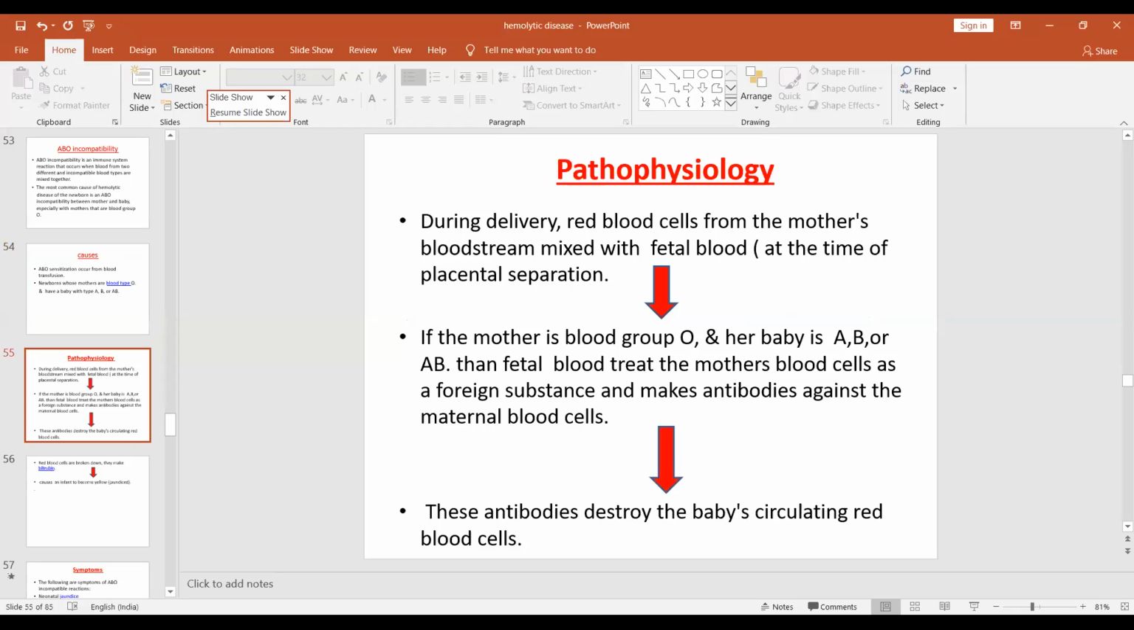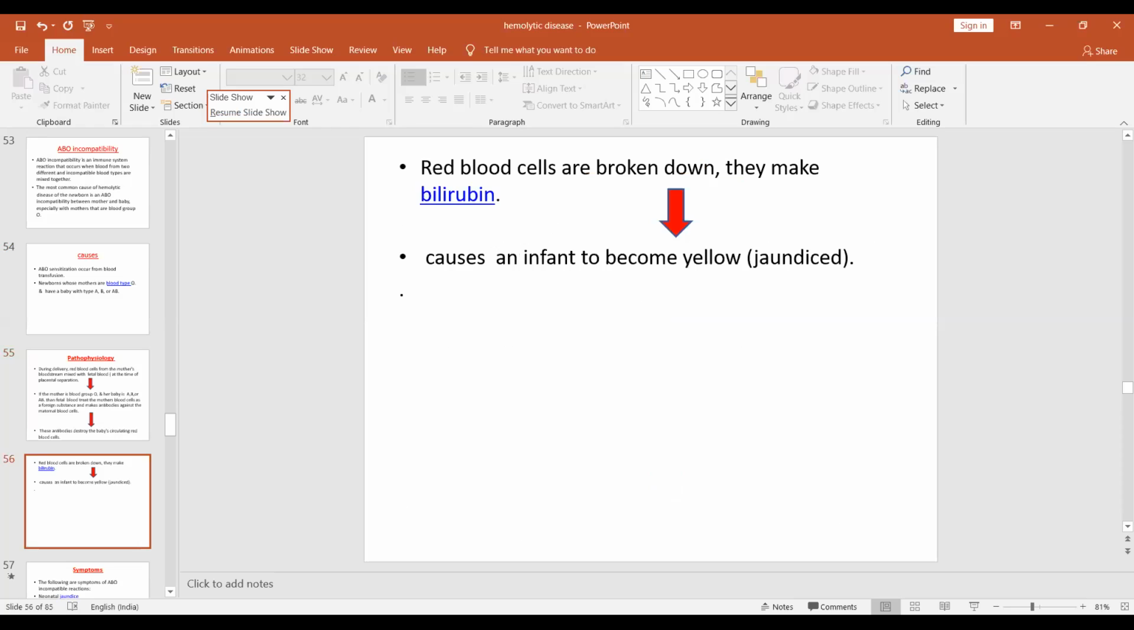Okay. The pathophysiology behind ABO incompatibility is that during delivery, red blood cells from the mother's bloodstream mix with the fetal blood at the time of placental separation. If the mother is blood group O and her baby is A or B, the fetal blood treats the mother's blood as a foreign substance and makes antibodies against the maternal blood cells. These antibodies destroy the baby's circulating red blood cells, but in comparison to Rh incompatibility, in a very small amount. The red blood cells are broken down and make bilirubin, causing the infant to become jaundiced.